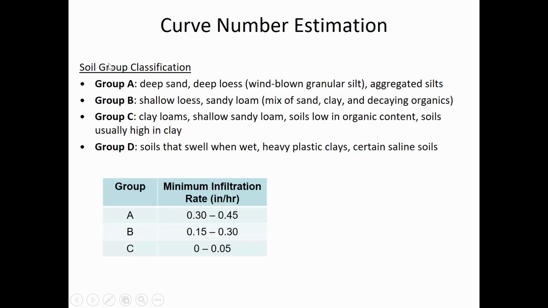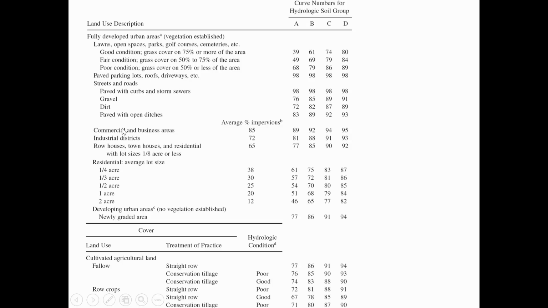Now, once you know what classification you have for the soil group, next you go to a table of land use. And that's what's shown here on the screen. This is taken from your textbook. And these land uses, you'll notice that there are columns corresponding to each of the hydrologic soil groups. And it's kind of interesting where for some of the land uses, there is no change for the curve number.